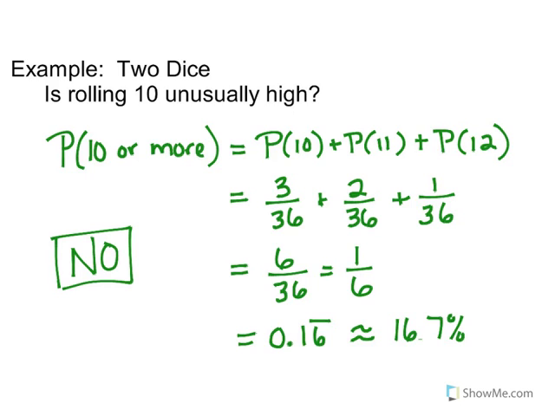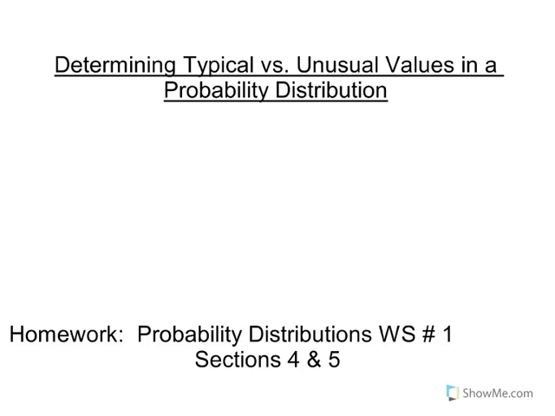Okay? So in the first example, yes, it was unusually low to have no more than 3 baby girls. Here, no, it is not unusually high to get a 10. It's something that you could kind of expect to get. All right, the last thing. And this is probably the easier way to determine what's typical and unusual. This is a little bit easier to understand and also a little bit more familiar than that 5% rule that we were just talking about. So determining typical versus unusual values in a probability distribution.